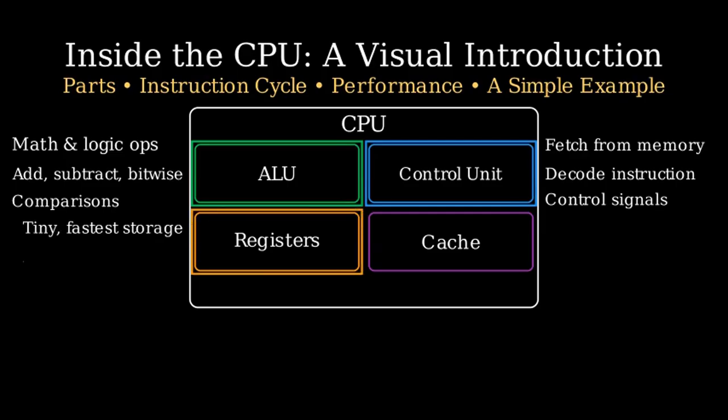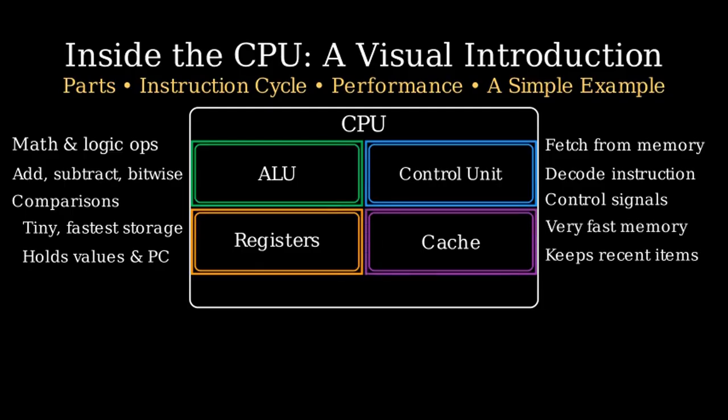3. Registers. These are tiny, very fast storage locations inside the CPU that hold data values, intermediate results, and the next instruction address, often called the program counter. 4. Cache memory, a small, extremely fast memory close to the CPU that stores recently used data and instructions, so we avoid slower main memory.